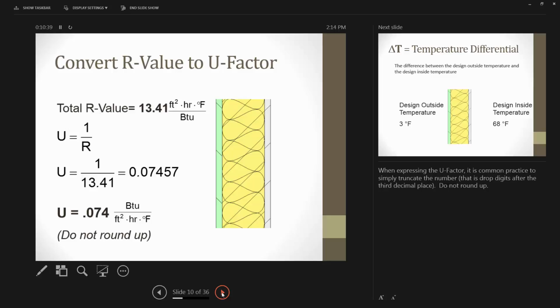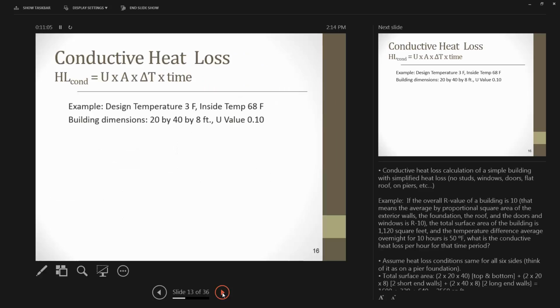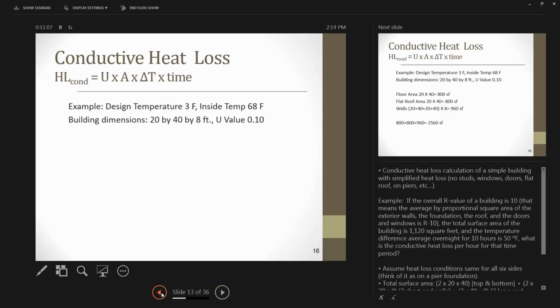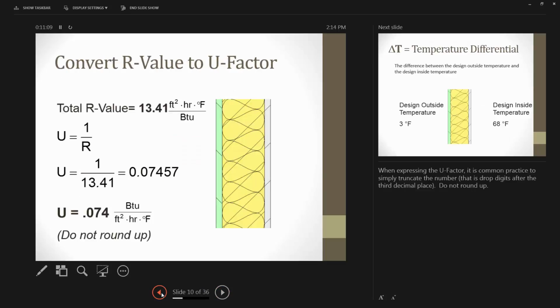Next step is, because in our formula, U times A times delta T times time, everything's in the U value. We just need to convert it. So U value is simply 1 over the R value, and we get a U value of 0.074.